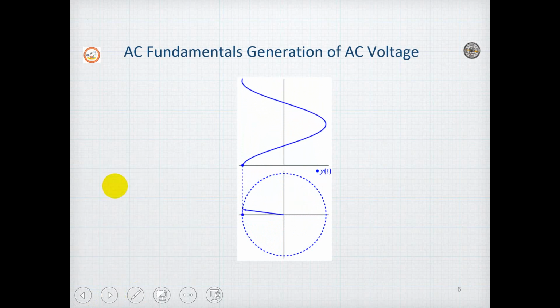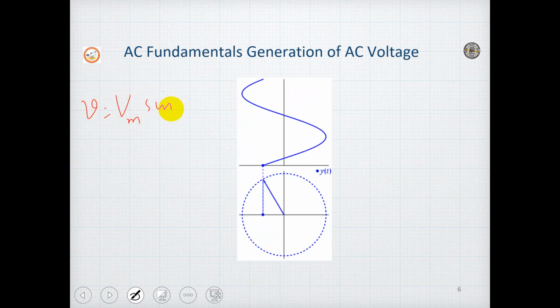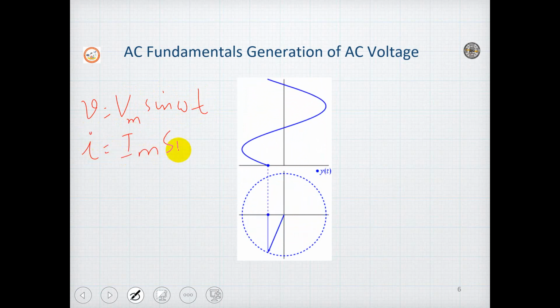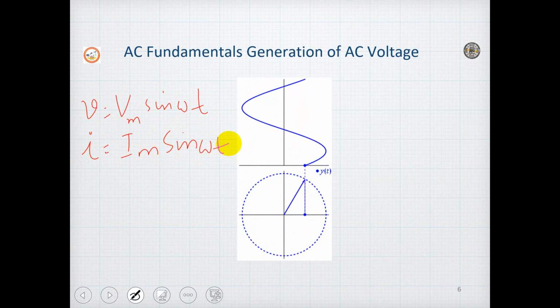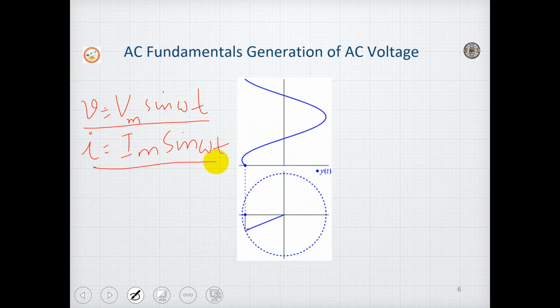So we can write the current: for any given voltage V equal to Vm sine omega t, the current will also be I equal to Im sine omega t. If you take V equal to Vm sine omega t, the current is also produced because of the EMF induced, that is I equal to Im sine omega t.